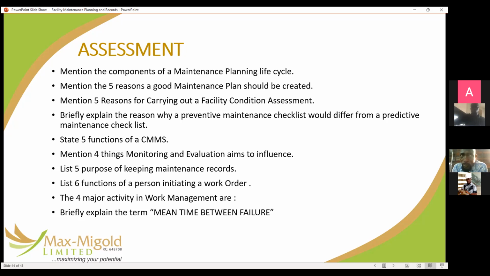Anything that can last you beyond one year becomes more like an asset. But if your inventory is more or less like your consumables, something which you consume within a span of one year, one month, two months. Okay, thanks for that.